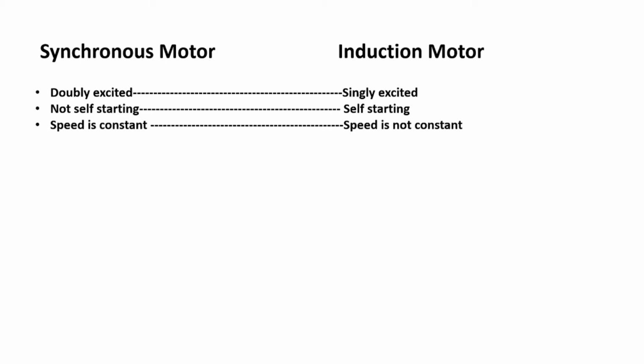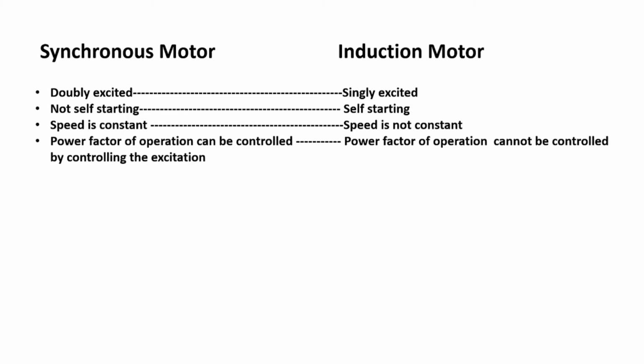And third point is the speed of synchronous motor will not change with load and it will be constant if frequency is constant. But the speed of induction motor decreases slightly with increase in load. And fourth point is the operating power factor of synchronous motor can be varied by varying the field excitation, that is field current. If the field current is high, that means if the machine is over excited, the motor is operating in leading power factor of operation. Similarly, corresponding to under excited condition, the motor is operating at lagging power factor.